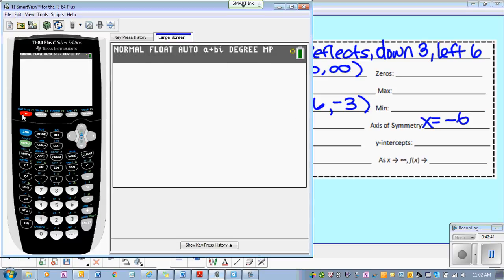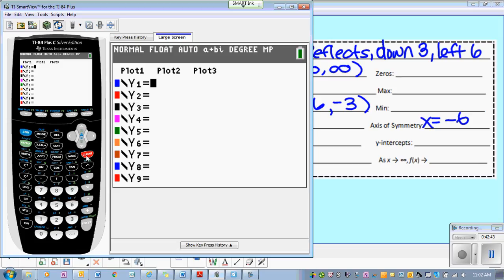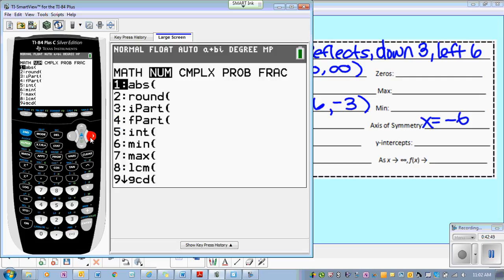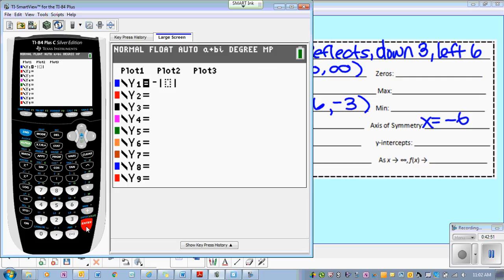Okay, let's go graph it. Gotta put negative, don't put minus, you gotta put the negative. Math, number, apps, x plus 6, and then close your parentheses or get out of the bars. And then do, was it minus 3? Alright.